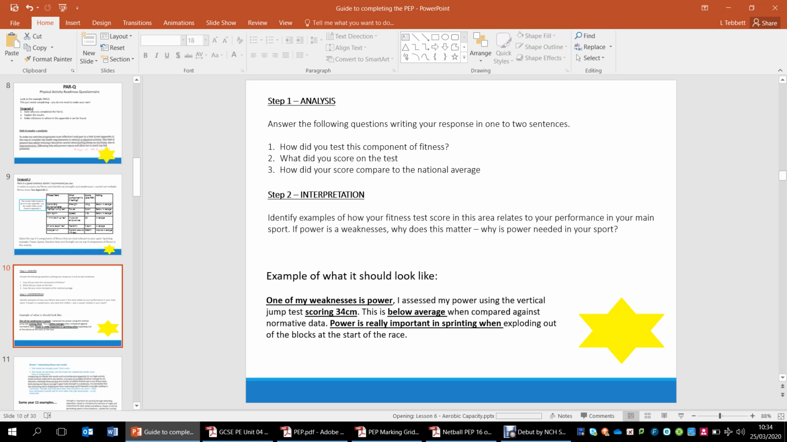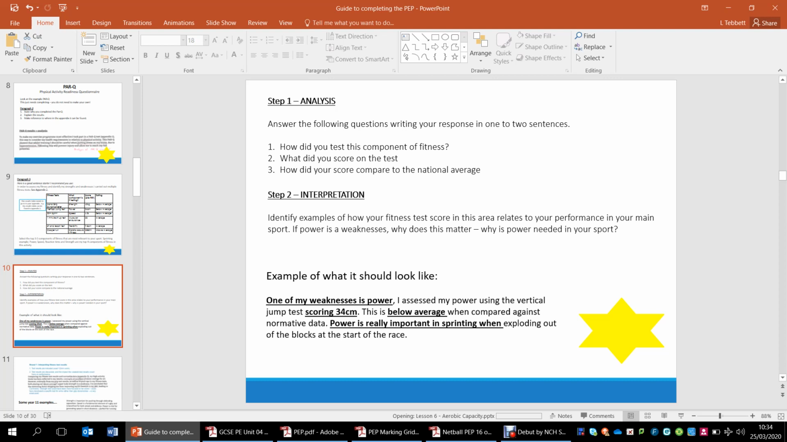So what I'm going to do first is answer these questions as I go. This is going to help me structure my work much better. So how did I test this component of fitness first of all? What did I score on the test? And then how did my score compare to the national average?